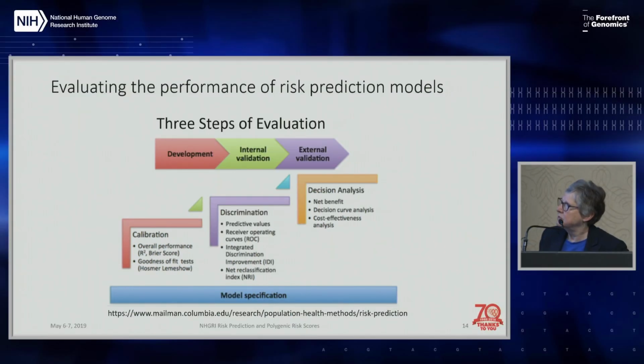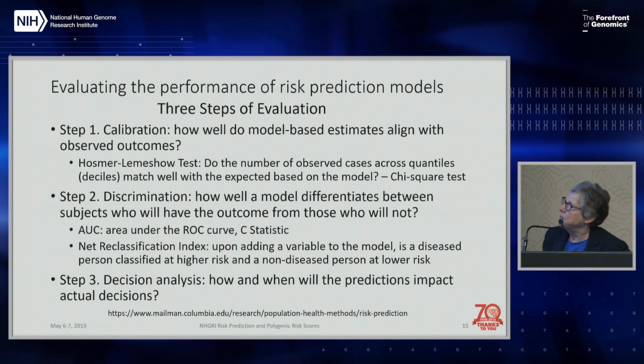They mentioned that there are 3 steps. First, development, and in that context we use calibration measures. The second step is internal validation, where we evaluate discrimination. And the third step is decision analysis. So in step one, the calibration, the question is how well do the observed events fit the expected model, or how well does the expected model fit the observed events? You certainly want that to be the case. If there's not a good fit, then your model's not very good.